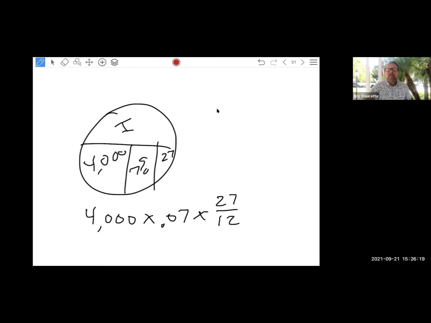I'm going to do the math. I'm going to do it just as I've written it here. I'm going to type in my calculator 4,000 times 0.07 times 27 divided by 12 equals, and it came up with 630. And that is our answer. So the interest paid on that particular loan is $630 over that period of time. So I solved that problem. On to the next one.